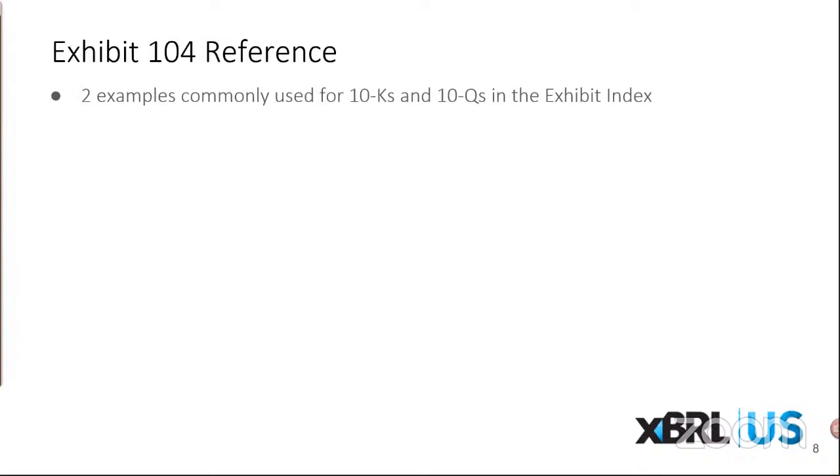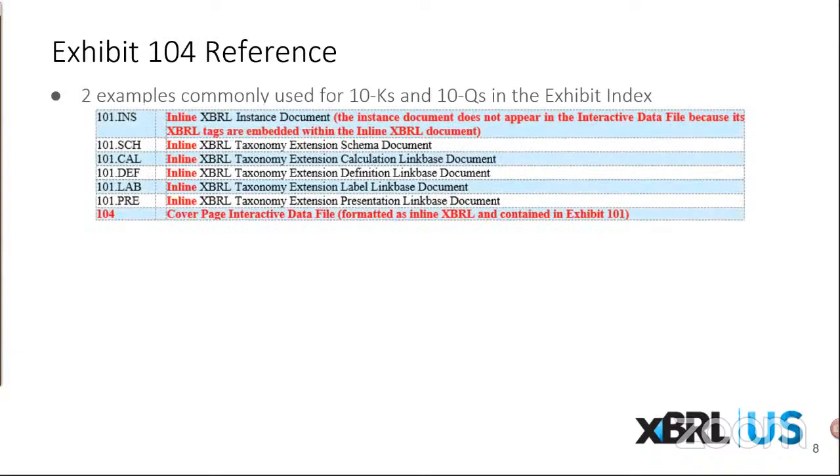A little bit about the Exhibit 104. There are two examples that are commonly used for 10-Ks and 10-Qs in the exhibit index. This first example details all of the data files that are submitted with the 10-K and the 10-Q. You will no longer submit 6 separate files. There will actually be 5 separate ones submitted. And if you note, it references on the instance document that it doesn't appear in the interactive data file because all of the tags are now embedded within the inline XBRL document. The SEC does actually extract that information and loads it to the page.